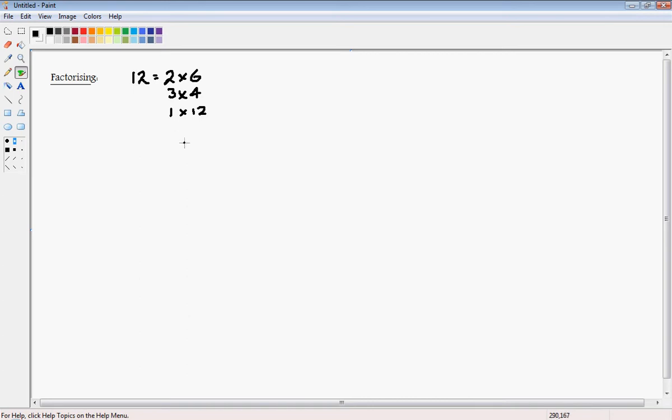Now factorising generally we come across in algebra. Yes, I know it's your favourite subject, but it's algebra. So for example, if they said we have 6x plus 4 and they want us to factorise this. Okay, so the general rule is the biggest number and the smallest power.